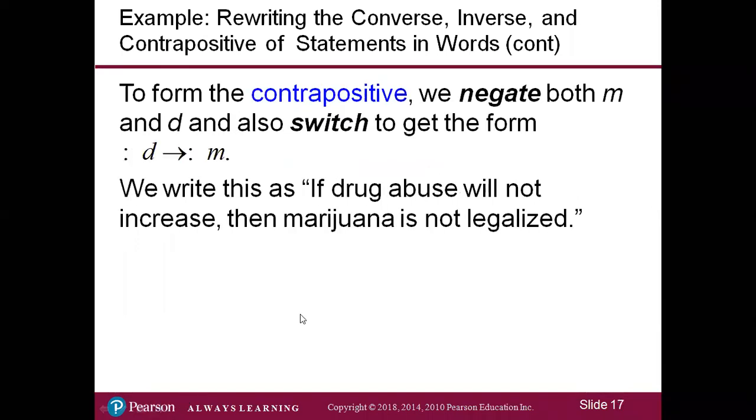To form the contrapositive, we negate both M and D and also switch to get the form not D implies not M, or if not D, then not M. We write this as if drug abuse will not increase, then marijuana is not legalized.